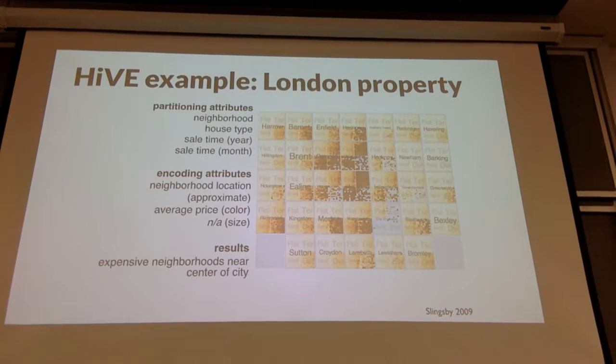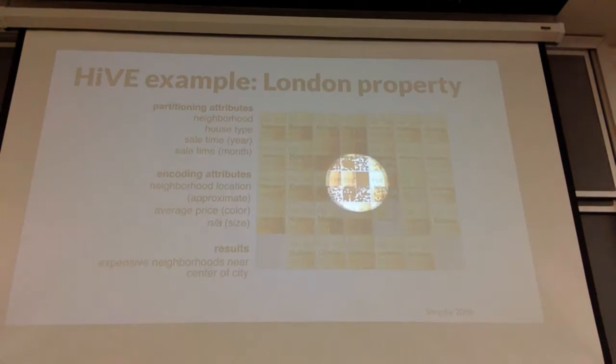But we can also partition this in a different way. So here, this is first partitioned by neighborhood, then by house type, then by sale time year, then by sale time month. The encoding attributes here are neighborhood location by approximate position and average pricing by color, and size isn't used in this case. And essentially, we can see in this chart that, as in most cities, expensive neighborhoods in London cluster somewhere close to the center.